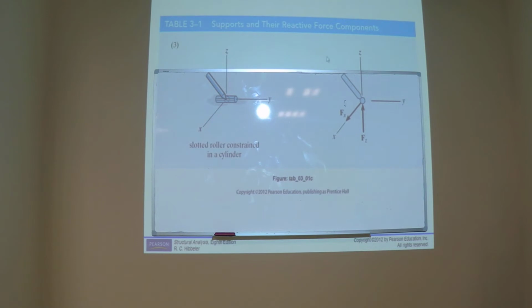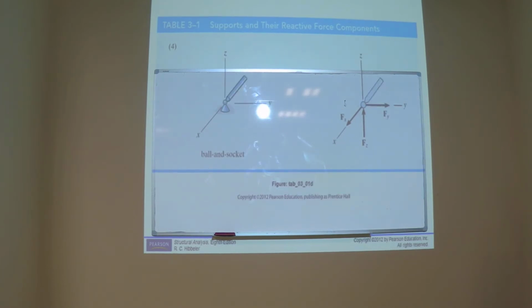This is a kind of collar support. I think we have seen such collar supports, or you can say the roller, because it has only one reaction which has the components. This is a typical ball and socket joint.